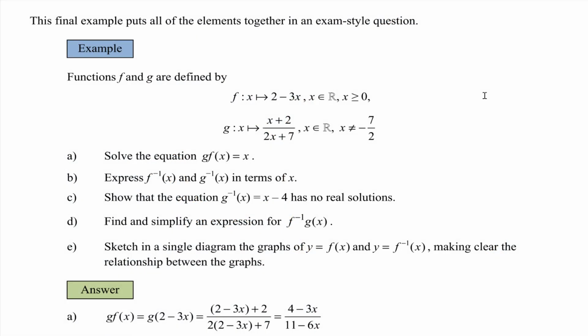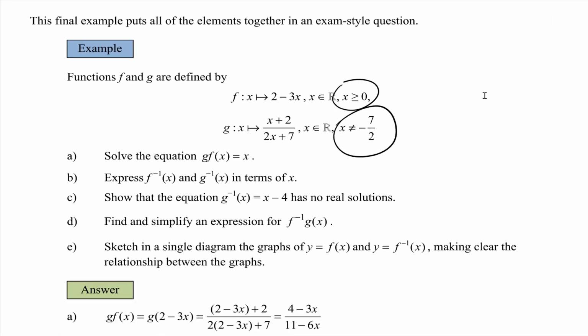Alright, last one, putting it all together. Really common question in the exam. Give us two functions here, f of x and g of x. There's a little bit of restrictions here that you need to pay attention to. x is greater than or equal to 0 for this f function, which is just a linear equation, and for the g function, x is not equal to negative 7 over 2.